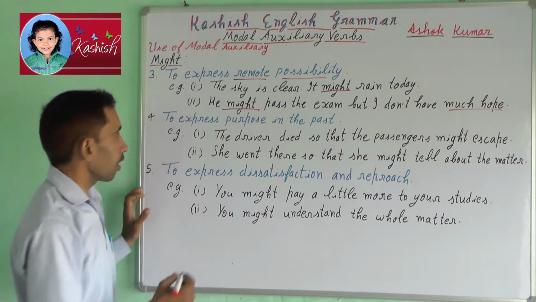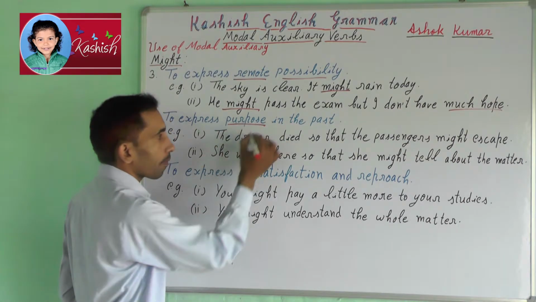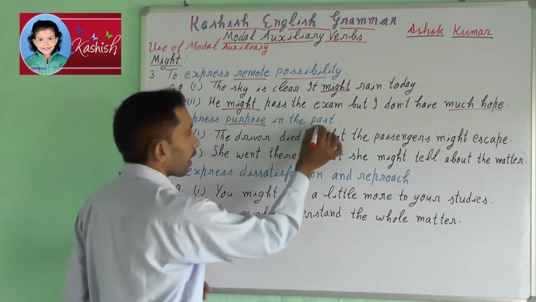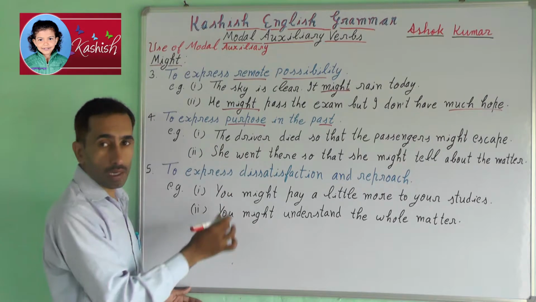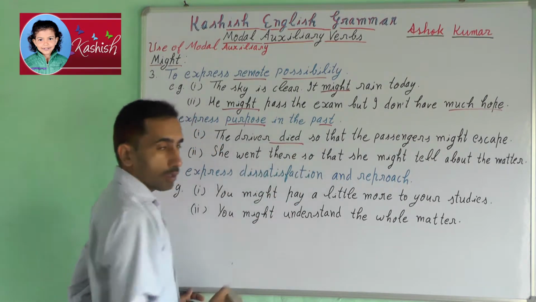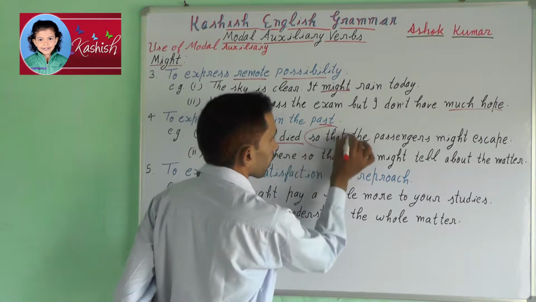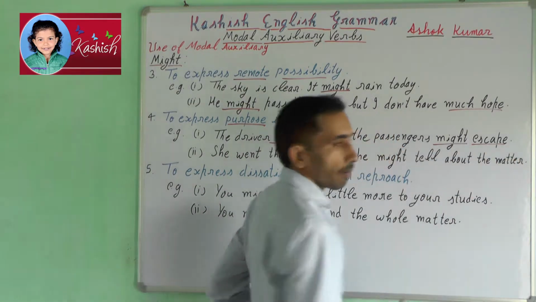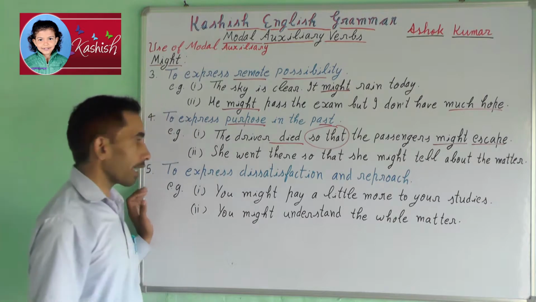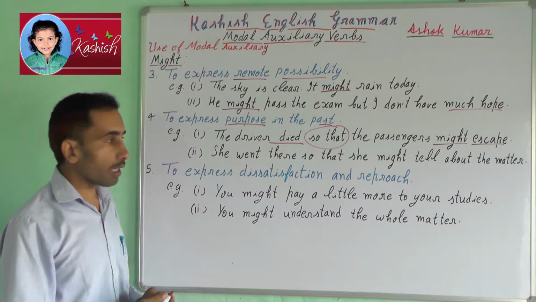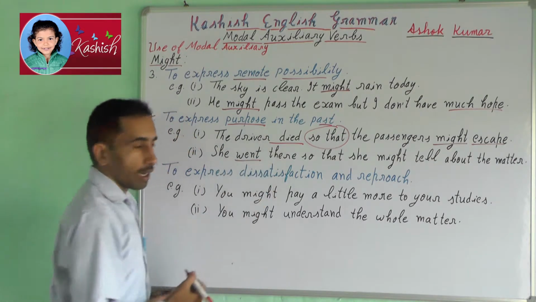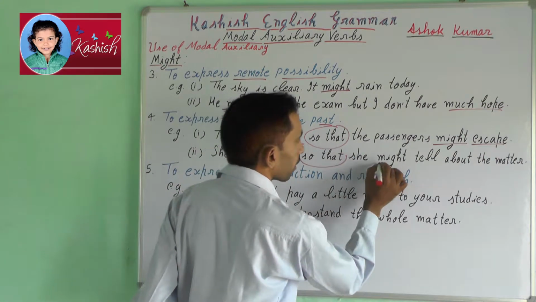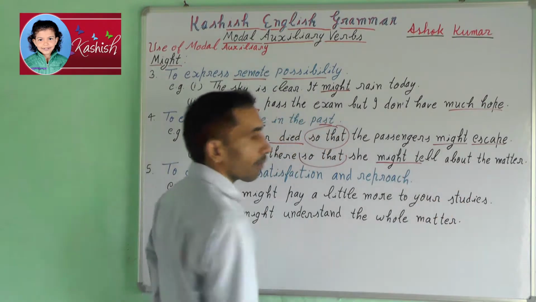Fourth, to express purpose in the past. For example, the driver died so that the passengers might escape. Next, she went there so that she might tell about the matter.